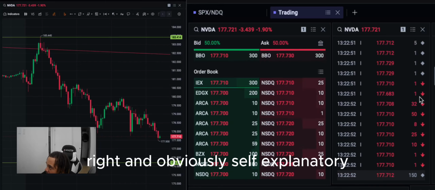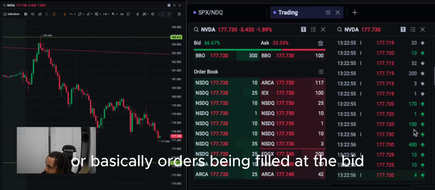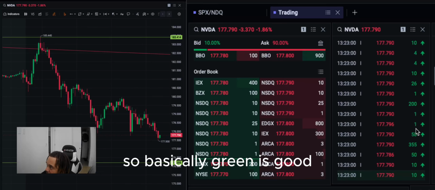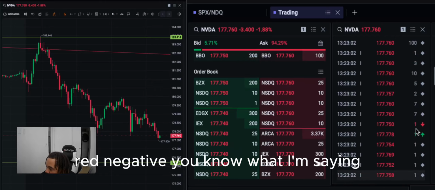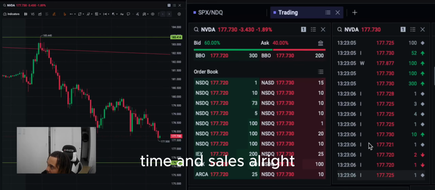And it's self-explanatory. Anything arrowing down are basically orders being filled at the bid, and anything arrowing up are orders being filled at the ask. So basically green is good, red negative. You know what I'm saying? Easy peasy. So that's just that. That's how you read time and sales.